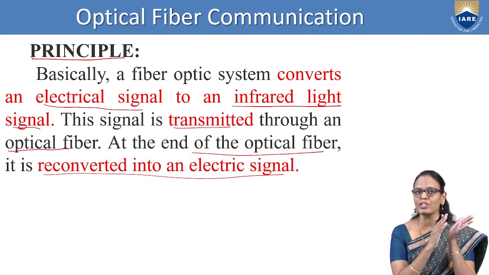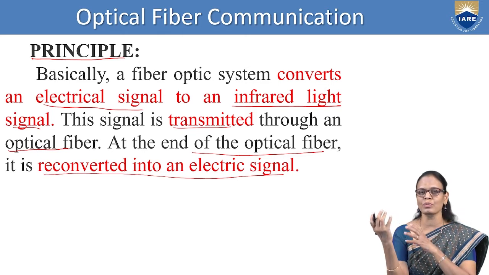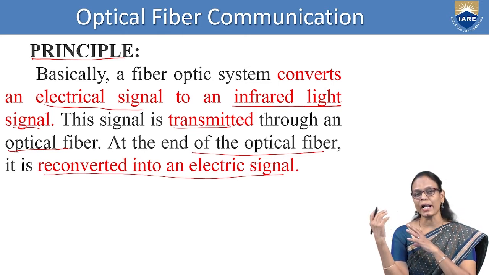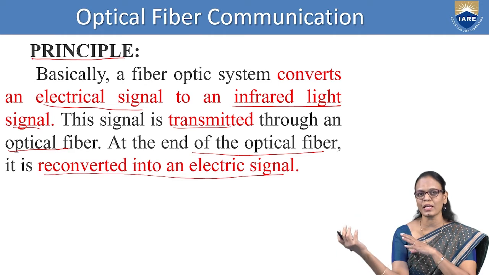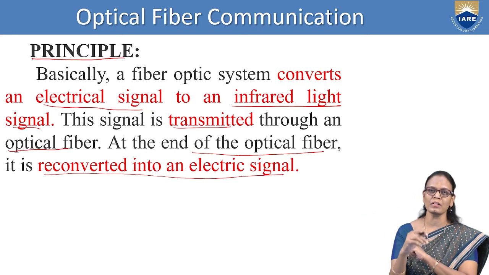So what is the function of the transmitter? It converts an electrical signal into an infrared light signal. And this light signal will pass through the optical cable. And at the other end, we have the receiver, which will convert it back to an electrical signal. It will convert the light signal to electrical signal.